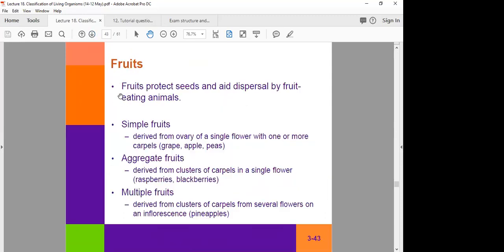So fruits protect the seeds and aid in their dispersal by fruit-eating animals. There are different classifications of fruits. Simple fruits are derived from an ovary of a single flower with one or more carpels, for example, grapes, apples and peas. Aggregate fruits are derived from clusters of carpels in a single flower, for example, raspberries and blackberries, and multiple fruits are derived from clusters of carpels from several flowers, for example, pineapples.